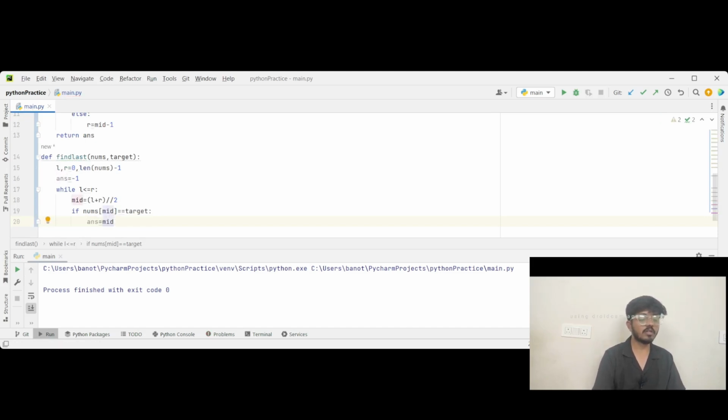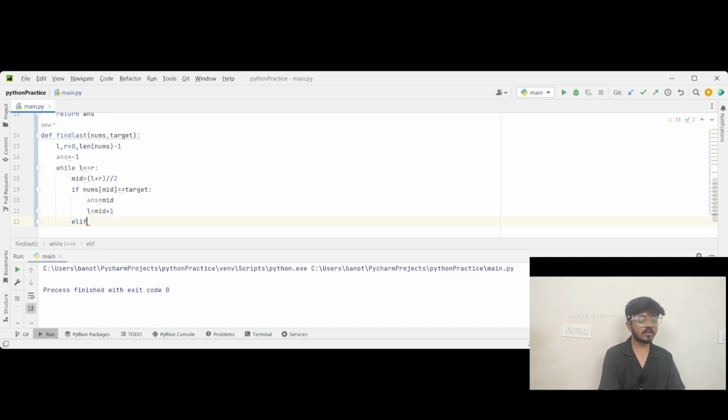Then after that I am moving low equals mid plus 1. If this condition is false, then I will check the next condition: if nums of mid is less than target, and if it is true, then we move low equals mid plus 1. If it is false, then I go to the else block and right equals mid minus 1. Then we have to return the answer. So return answer. Now we have to call these functions.